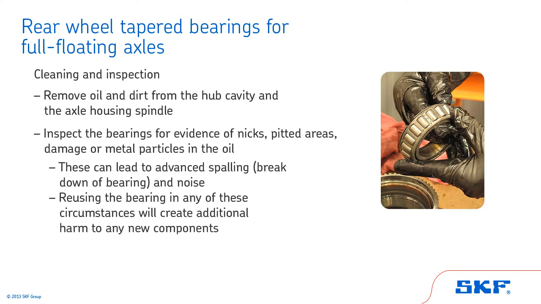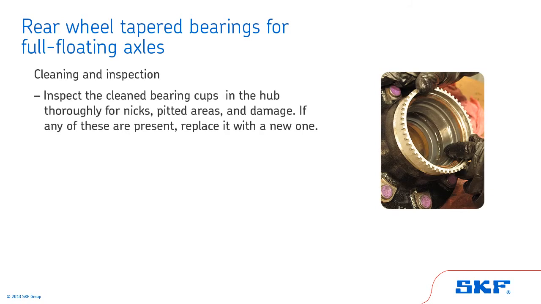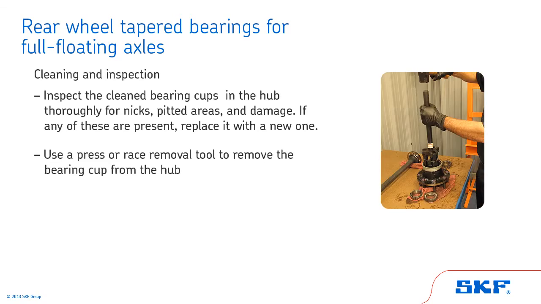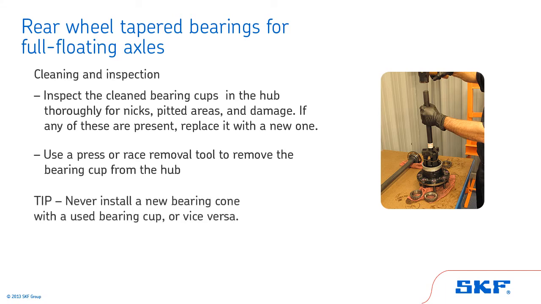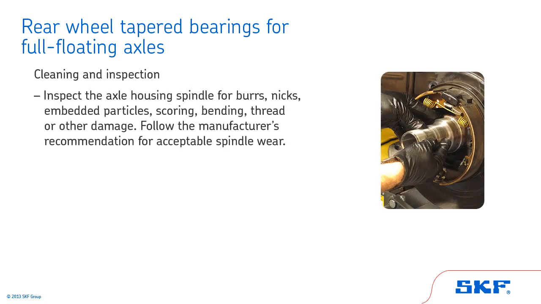failure and continued noise. Next, inspect the cleaned bearing cups in the hub thoroughly for nicks, pitted areas, and damage. If any of these are present, remove and discard the entire bearing set and replace it with a new one. If removal is required, use a press or race removal tool to remove the bearing cup from the hub. Tip: never install a new bearing cone with a used bearing cup or vice versa. Inspect the axle housing spindle for burrs, nicks, embedded particles, scoring, bending, thread, or other damage. Follow the manufacturer's recommendation for acceptable spindle wear.